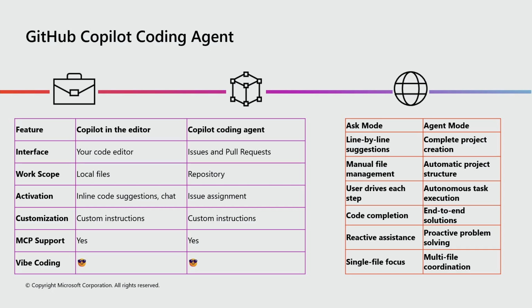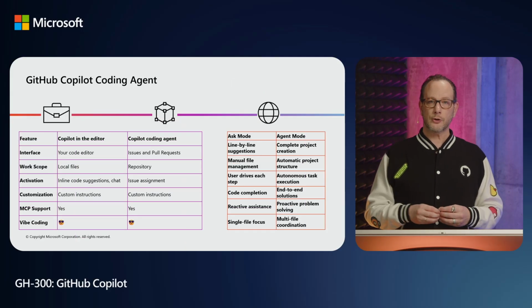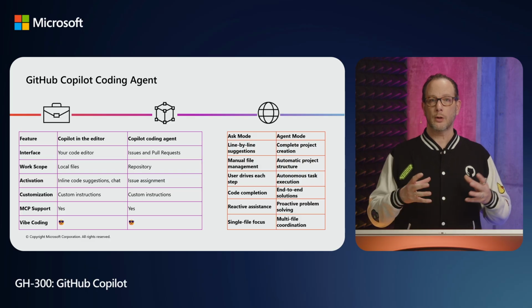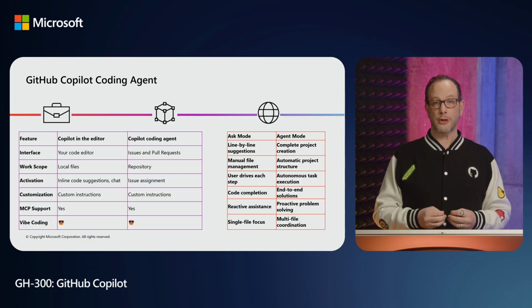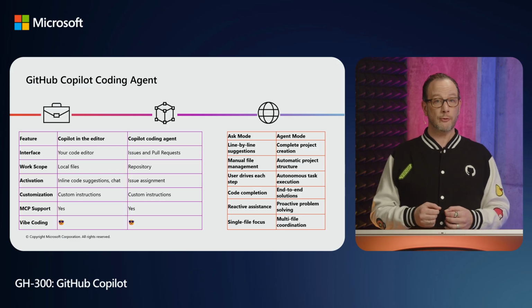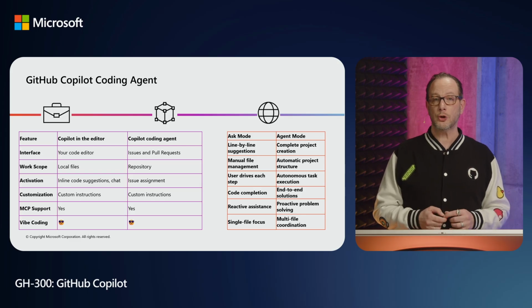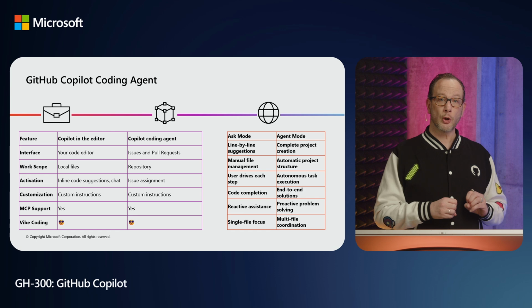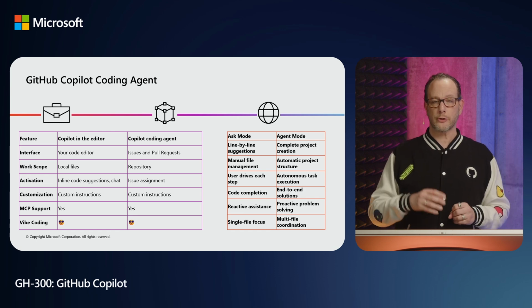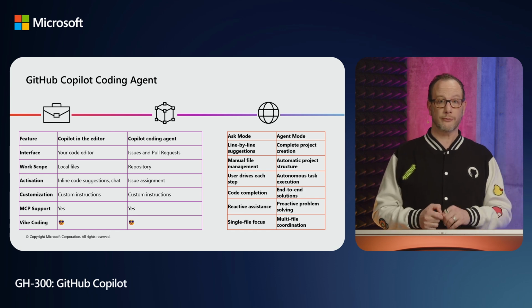Now we discussed agent mode, and GitHub recently announced Copilot Coding Agent on top of that. Where the editor-based Copilot helps within files, the coding agent operates at the repository level through issues and pull requests. The benefit in this case is autonomy at scale. The coding agent can create project structures, coordinate multiple files, and deliver end-to-end solutions. Once more, moving from reactive suggestions now into proactive problem solving.